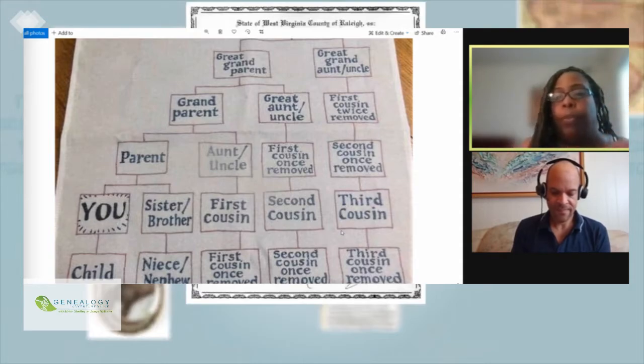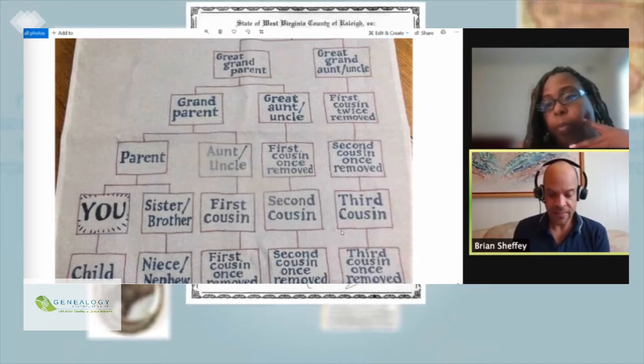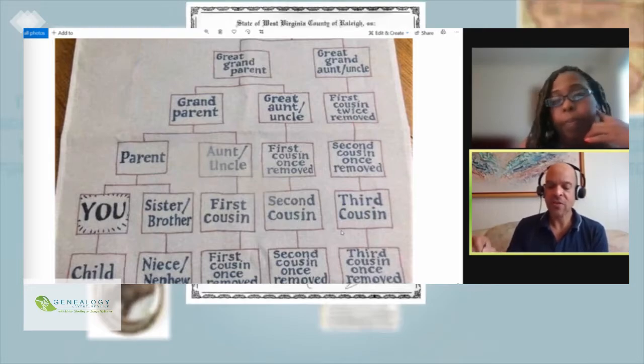And hopefully that actually helps and makes sense. I'm just going to ask the question from Kalia. So translate three times removed. Is that technically a fourth cousin? No. A fourth cousin is a fourth cousin, and whatever degree of cousinship, three times removed, are two completely different things.